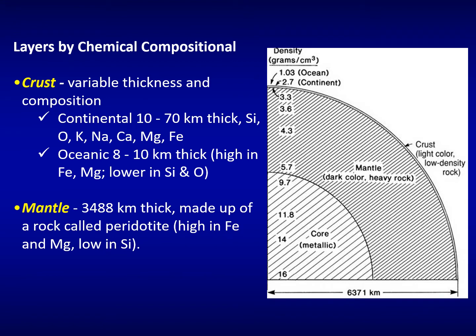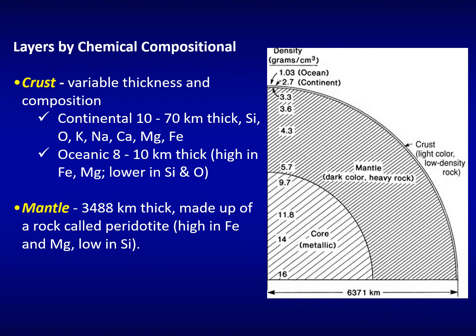The mantle is made of a high-density rock called peridotite. It's very high in iron and magnesium, low in silica, but it's still a rock. The mantle actually is rock. It's not magma all the way down there. It's superheated, though, but rock nonetheless.